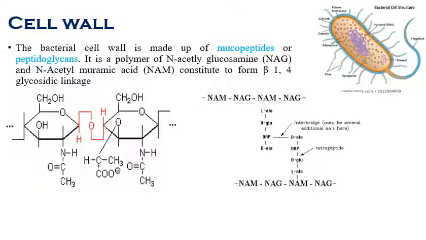It is very important. So these mucopeptides or peptidoglycans are a polymer of N-acetyl glucosamine and N-acetyl muramic acid, NAG and NAM, which form a beta-1,4 glycosidic linkage. Remember, peptidoglycans are mucopeptides. This is what the bacterial cell wall is made up of.